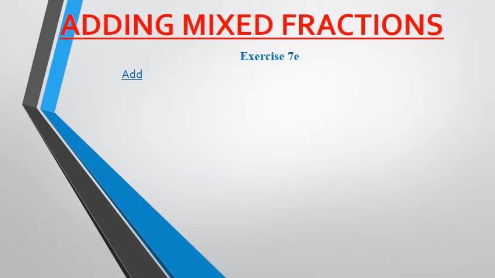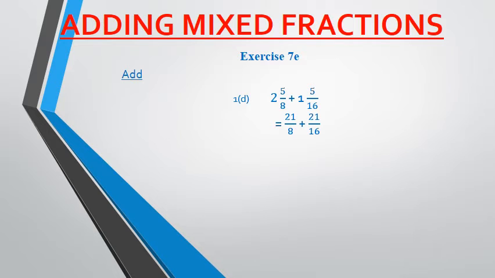Now children, let's come to the D part of question number 1. So in this question, we have two mixed fractions which are also unlike fractions, right? 2 5 by 8 plus 1 5 by 16. So first of all, we will change these two mixed fractions into improper fractions. So now it will become 21 by 8 plus 21 by 16.